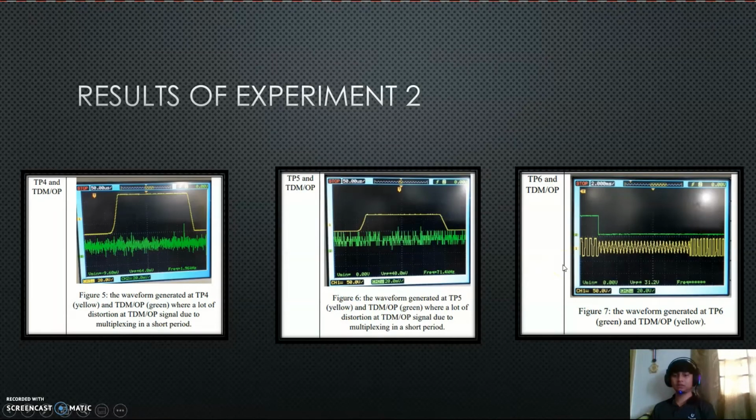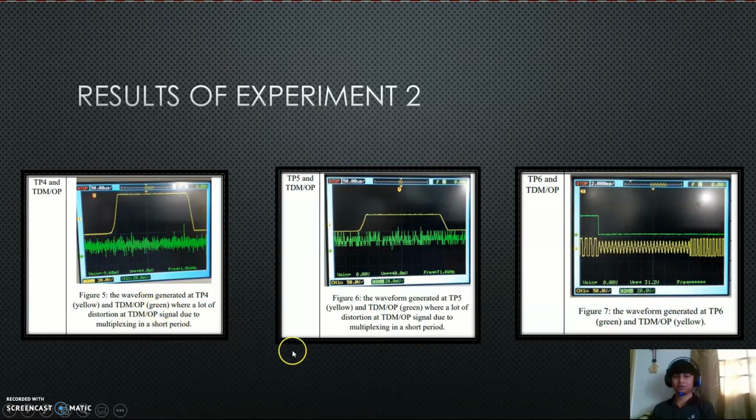The results are like these three figures, where the first figure is the result of tasks 1 and 2. The waveform generated at TP4 is shown in yellow, and the TDM output is in green, where there is a lot of distortion, as we can see in this picture, in the TDM output signal due to multiplexing in a short period.